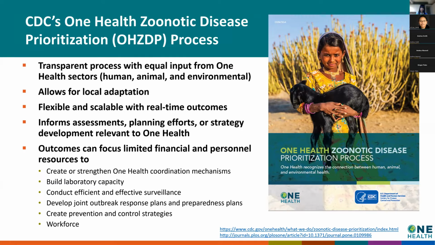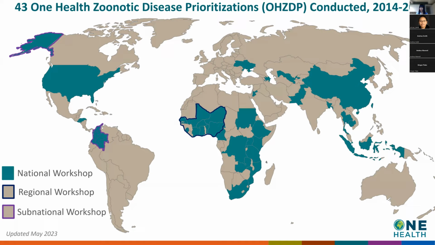But the process itself uses both qualitative and quantitative methods to incorporate the most important part of this, which is equal input from all represented sectors. It allows for local adaptation, and it's been used to inform assessments, planning efforts, strategies, etc., and to create and strengthen One Health coordination, laboratory capacity, outbreak response, prevention and control strategies, and to improve the workforce. So here's a map of where we've conducted these OHCDP workshops in the past.